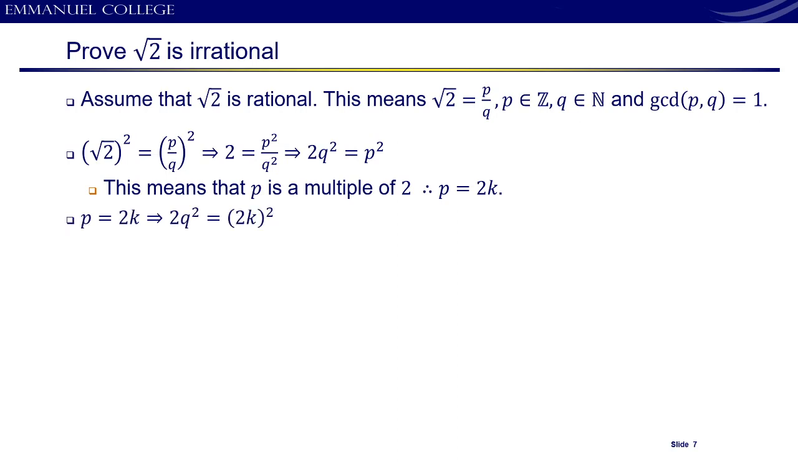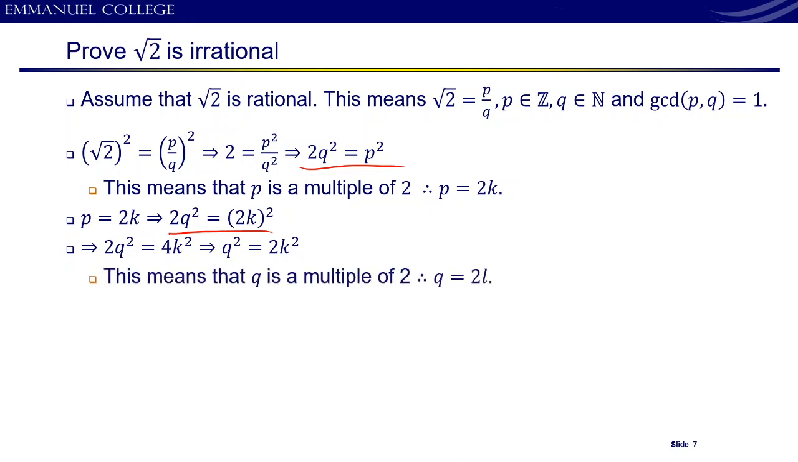Now if I plug that in to my original equation, or I should say not original, but if I plug it into the previous one, so this is substituting back into here, then of course if you multiply it out, you get that 2q squared is equal to 4k squared, which means q squared is equal to 2k squared. Now it just sounds like I'm doing a bunch of algebra. That is technically what I'm doing, but I'm trying to get to a point. Now we have that q is a multiple of 2 as well.